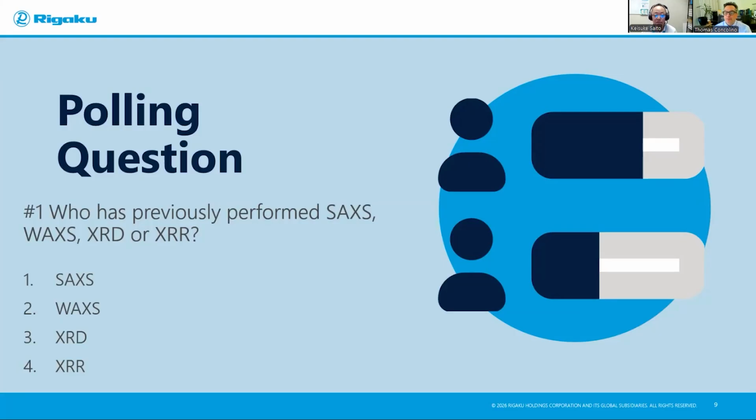Would you like to share the result? Yep, I'm going to go ahead and end the poll here. About three quarters of the group has answered. As you can see, roughly 100% have done diffraction, and then 30 for reflectivity, 25 for SAXS, and 20 for WAXS. So this is a good group, and everybody obviously knows the diffraction part. So now we have a good space to go. Thank you. Okay, very good.